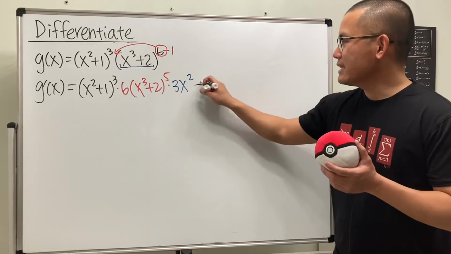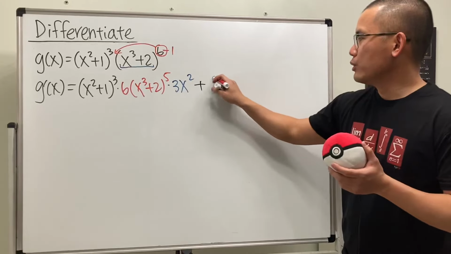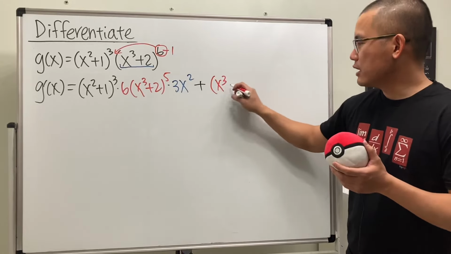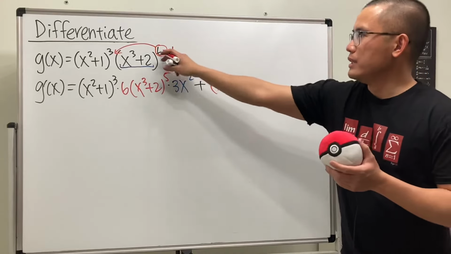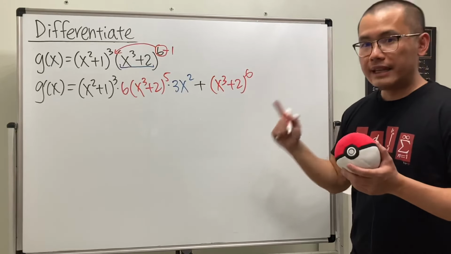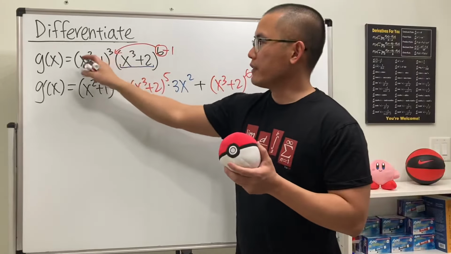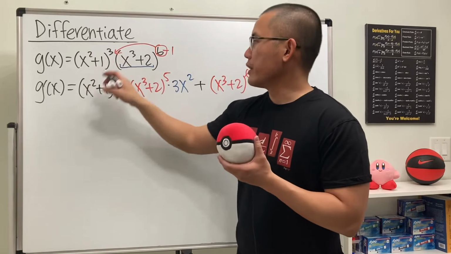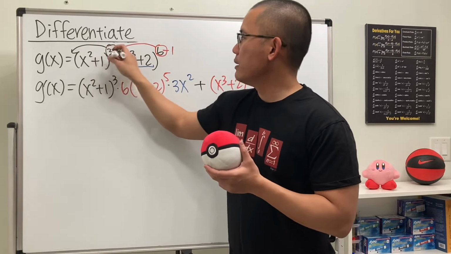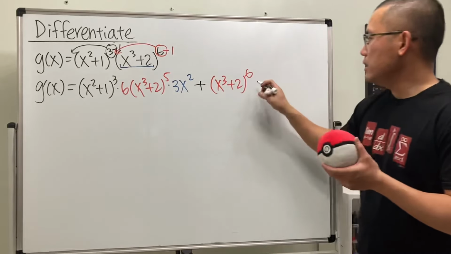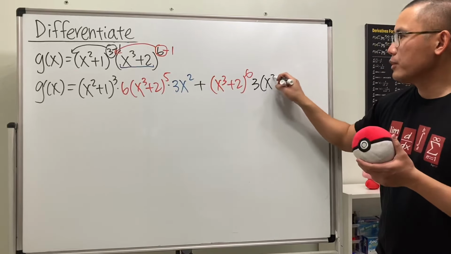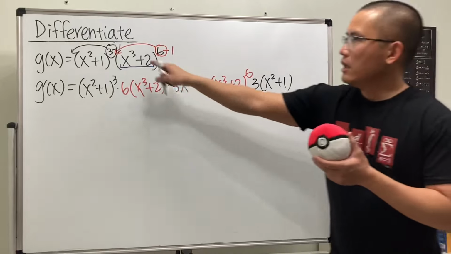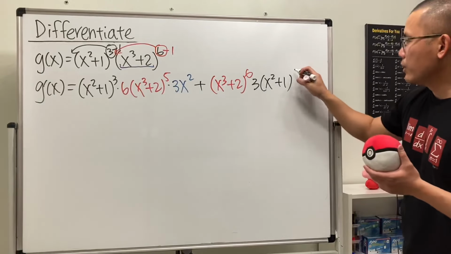Next, we are going to add the second function. I'm going to write that down in red. X to the third power plus 2 raised to the sixth power. And then we multiply by the derivative of the first. Derivative of this right here, again, put the power to the front and then minus 1. So we get 3. And the input stays the same, which is x squared plus 1. And the power right here is 2. So that's what we have.